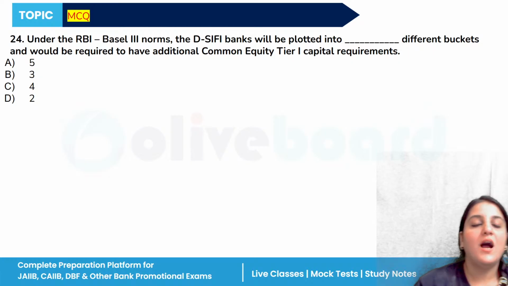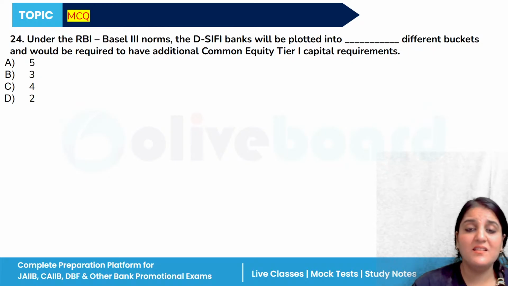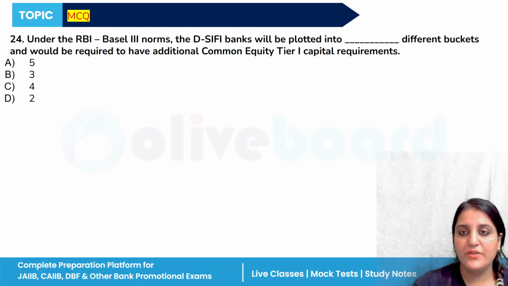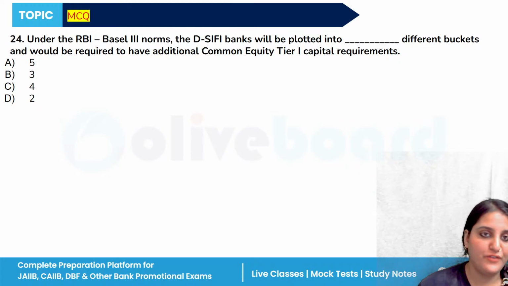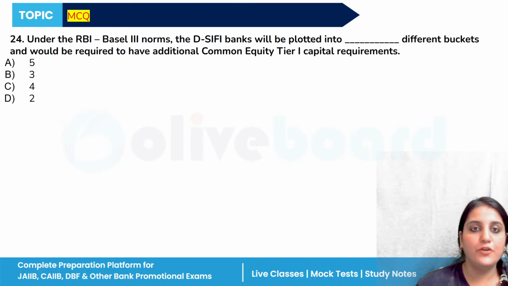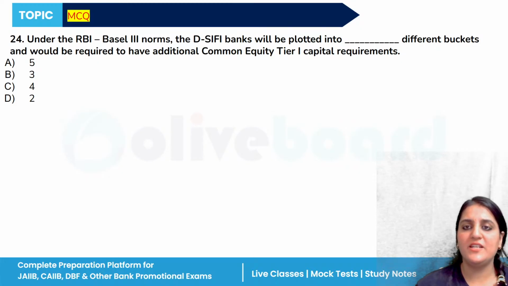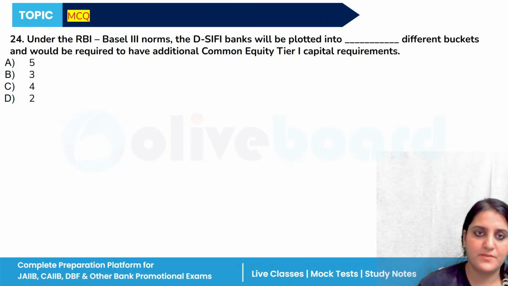Under the RBI Basel III norms, D-SIFIs will be placed into dash different buckets and would be required to have additional common equity tier 1 capital requirements.